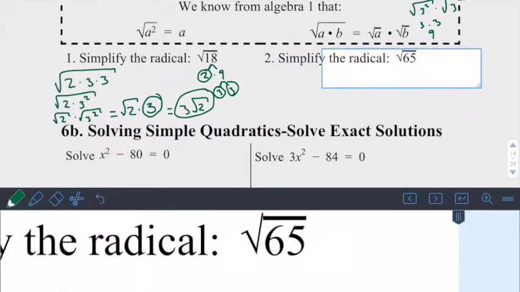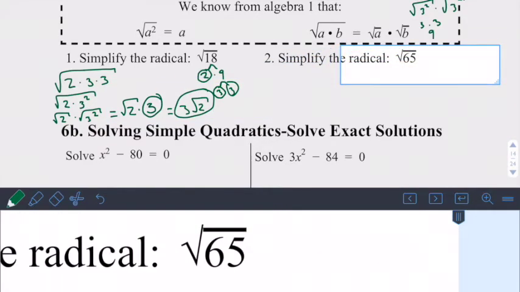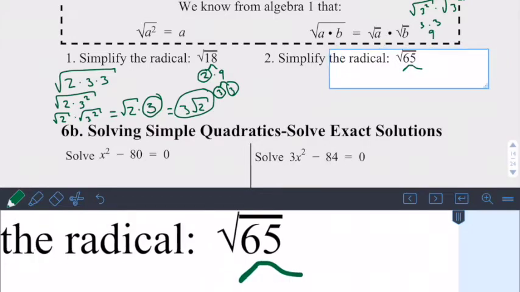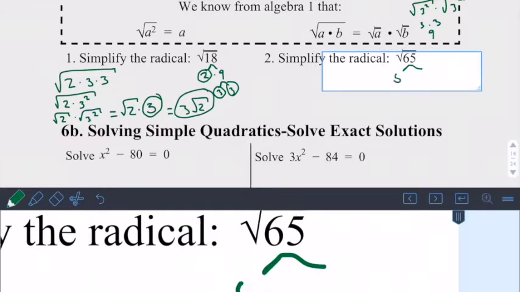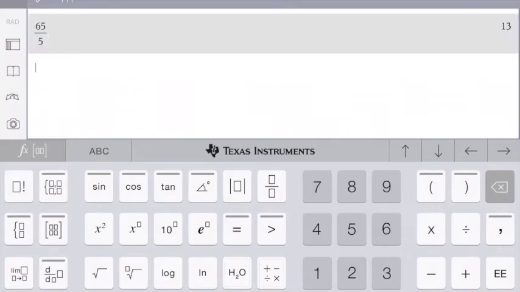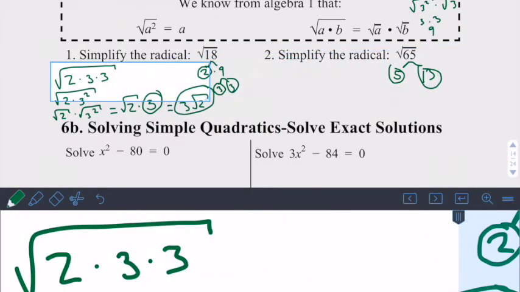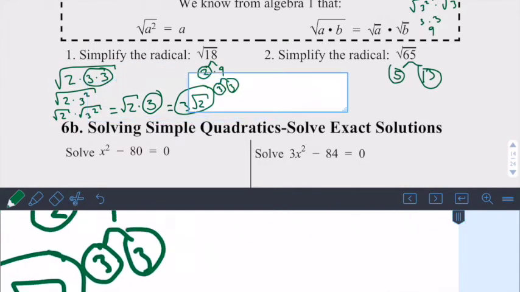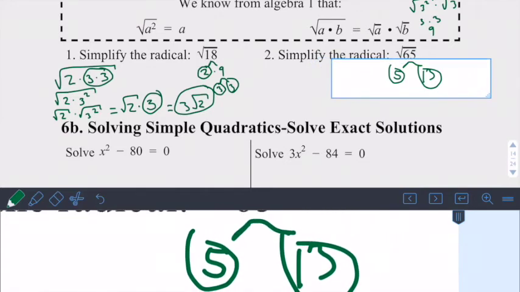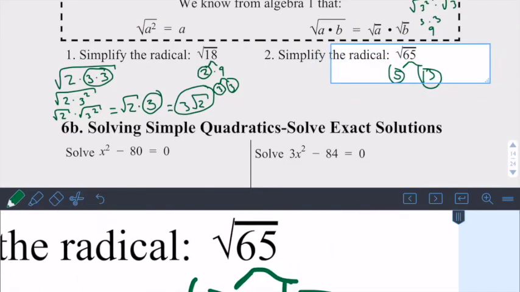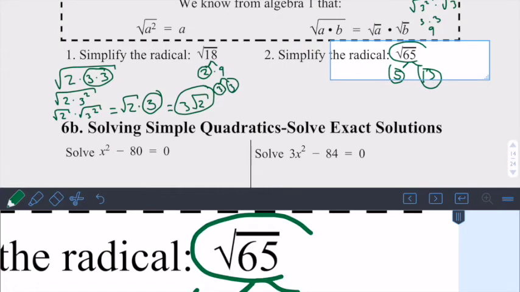Okay, let's do another. So I'm going to break 65 down into factors. Well, 2 is not going to work this time, so I need to do 5. Well, I don't know what that is. I know it's going to work, but I'm going to use my calculator. 13. Well, both of those are primes. I don't have any pairs like I had here because that gave me 3 squared, which gave me something that I could actually simplify. So I don't have anything that I could simplify out of this radical, so it is already in its simplest form. I'm going to leave it.